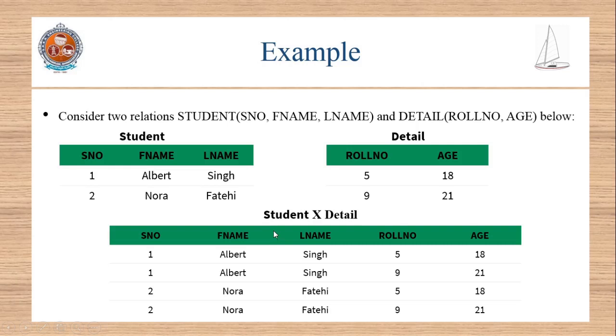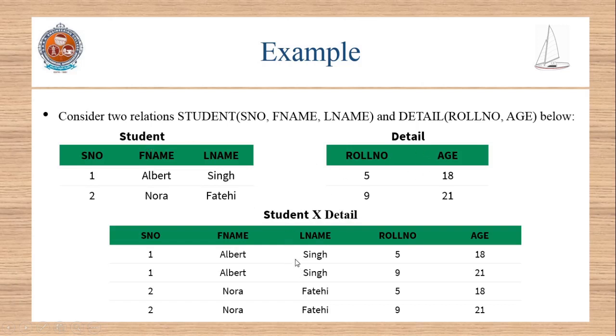What have you observed here? What is the degree of this output relation? The degree will be the sum of the degrees of both the relations participating in this operation. What is the degree of student? It is 3. The degree of detail? It is 2. So it is the summation of the degrees of these two relations, 3 plus 2, which is 5. See here the output, student cross product detail, has 5 attributes, which means the degree is 5.